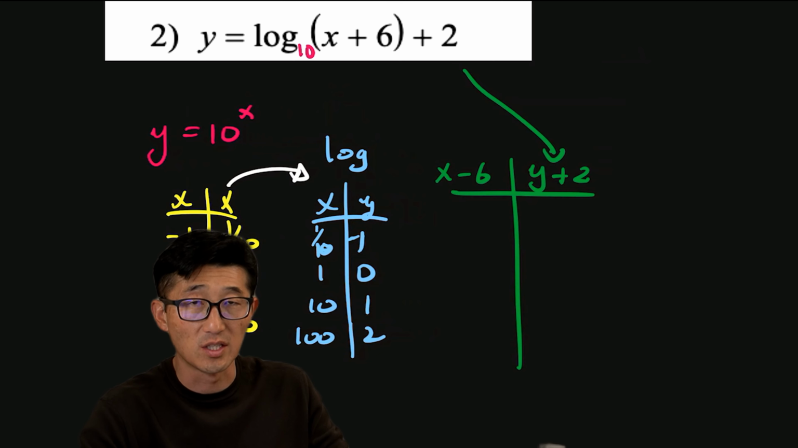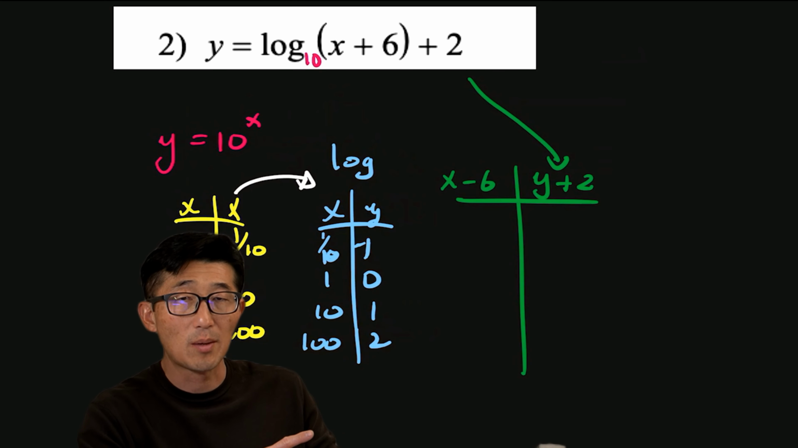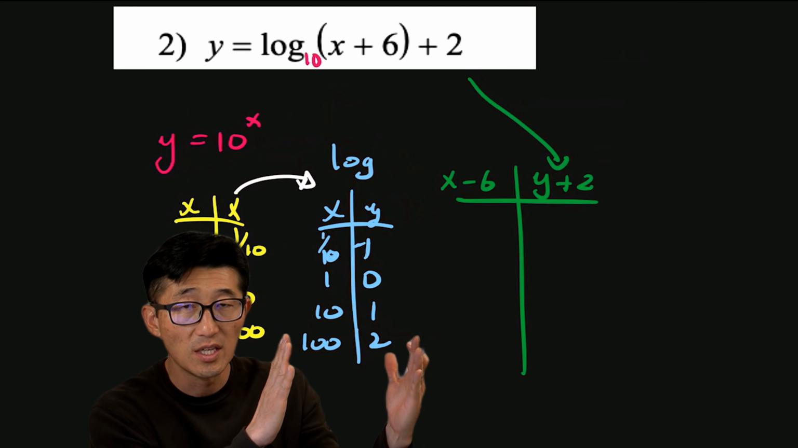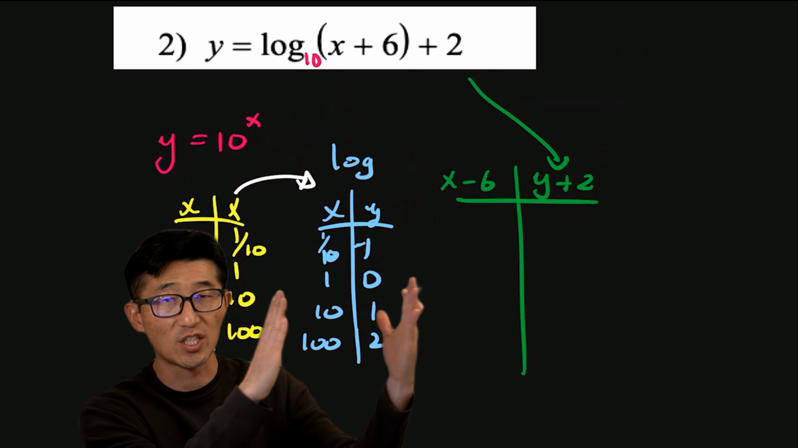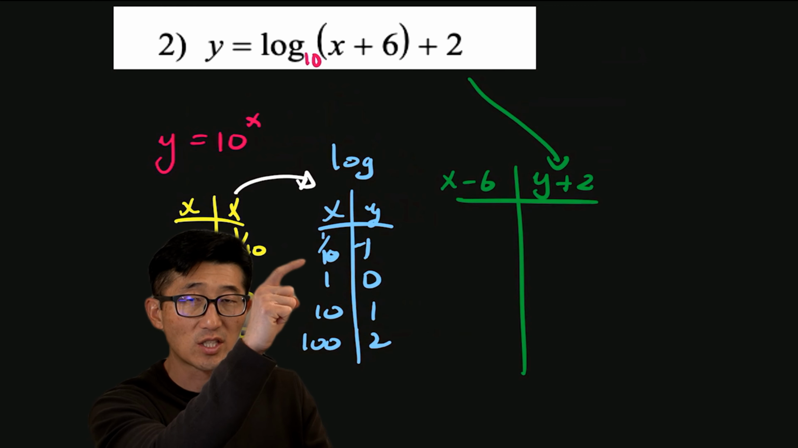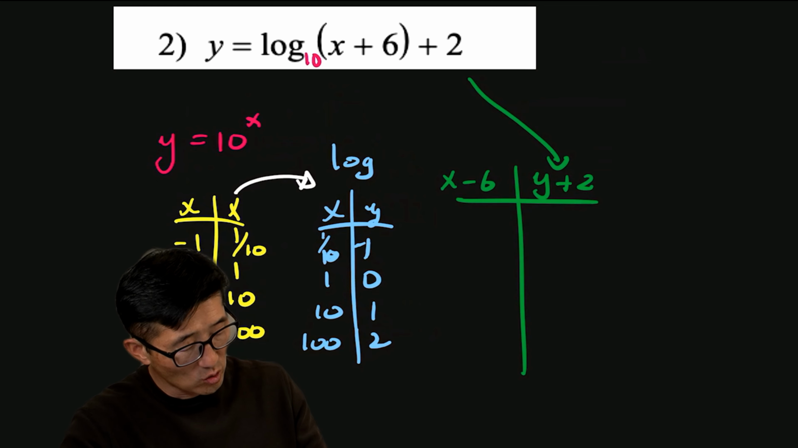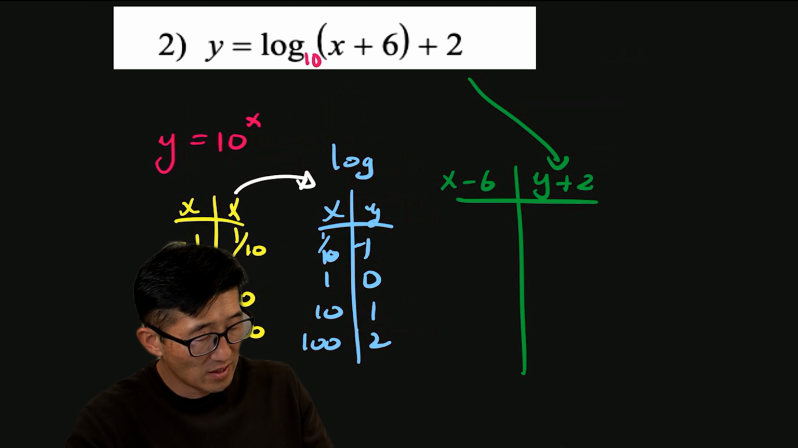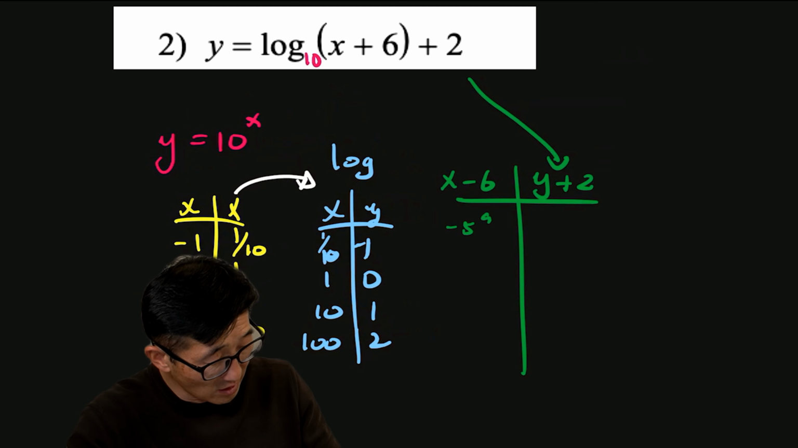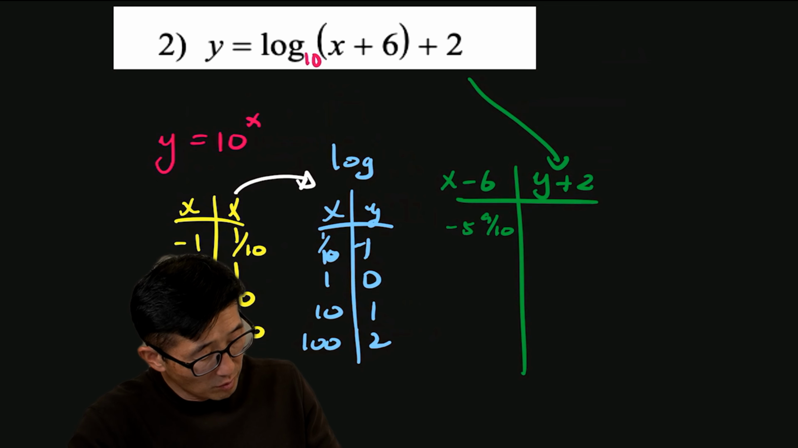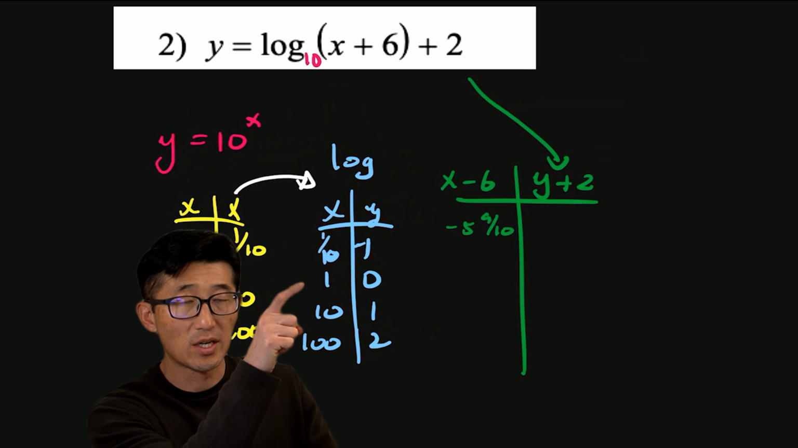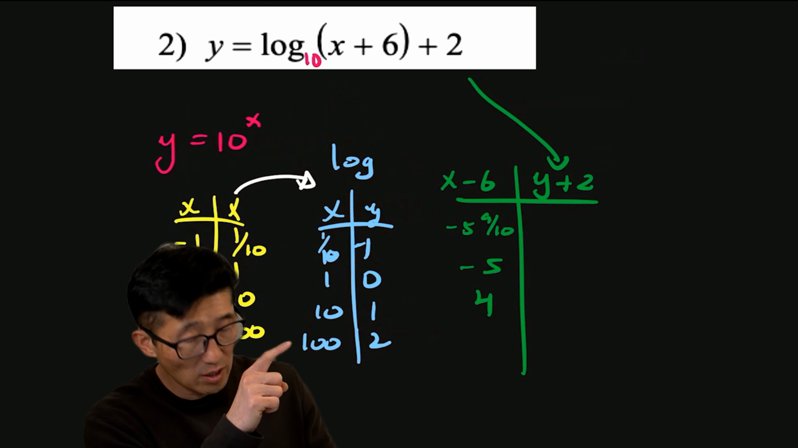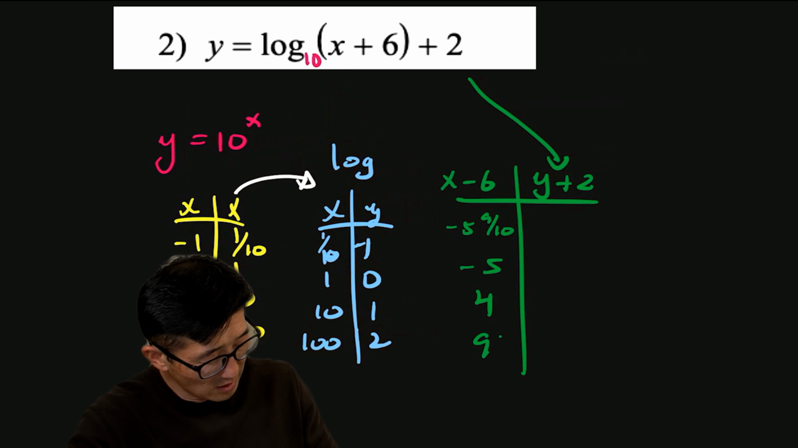You just leave it the way it is. If it's plus 2, you add 2. So what that means is you're going to take all the coordinates of the original log function and shift everything left 6 spaces. So we have to subtract 6 from all the x coordinates. 1/10 minus 6 is negative 5 and 9/10. I'll do all the x's first. 1 minus 6 is negative 5. 10 minus 6 is 4. 100 minus 6 is 96.